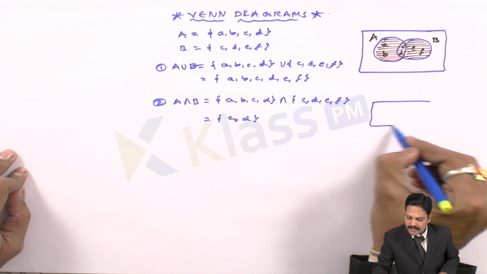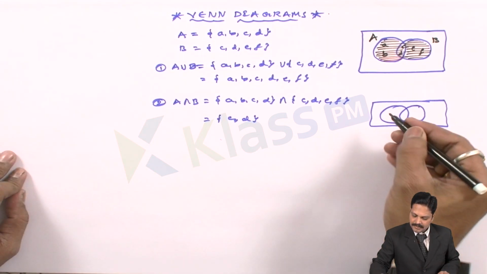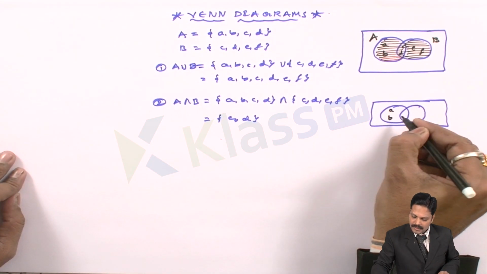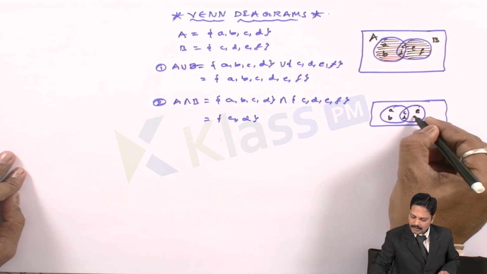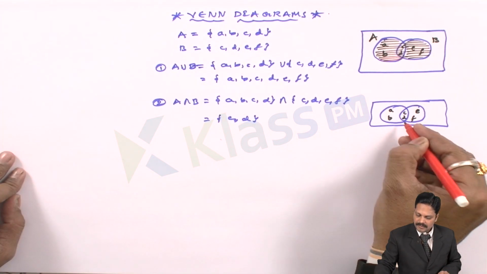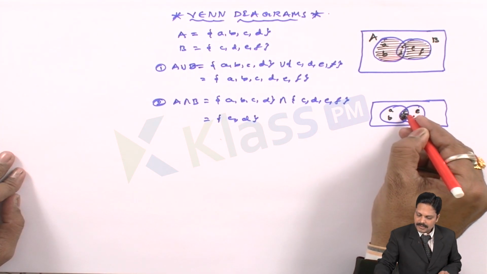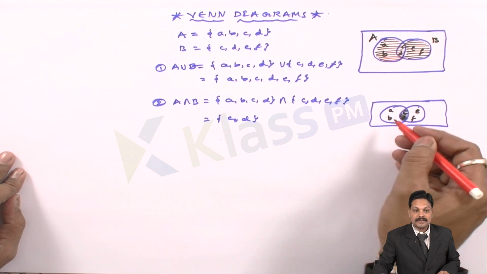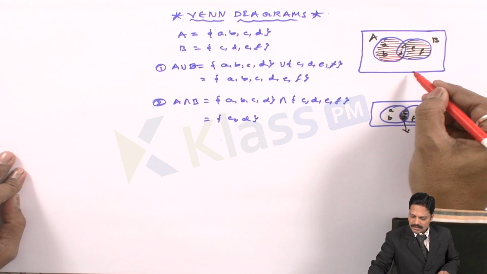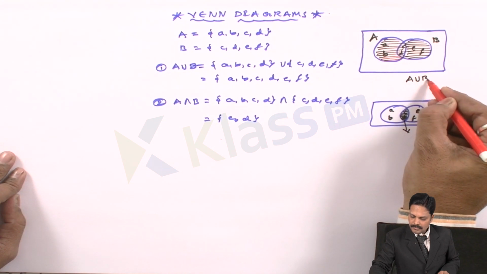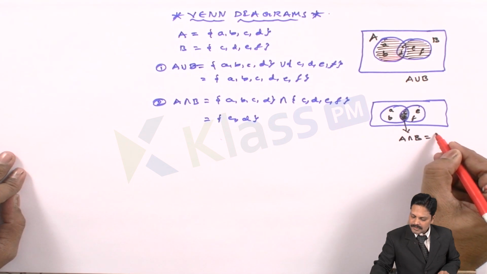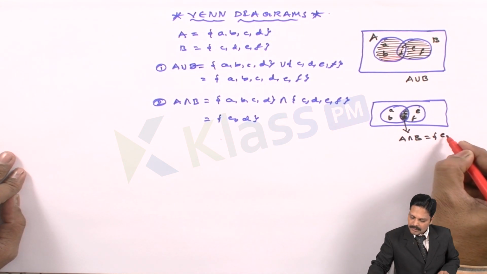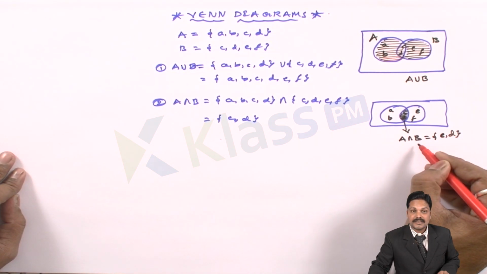How can we represent this one? Here we are having A, B, C, D, and here we are having E, F. So this part only we are taking. The common part is this one only. We are taking this, the intersection part. This is the complete A union B, and here it is the A intersection B part. So it is represented with C and D. C and D are the set A intersection B.